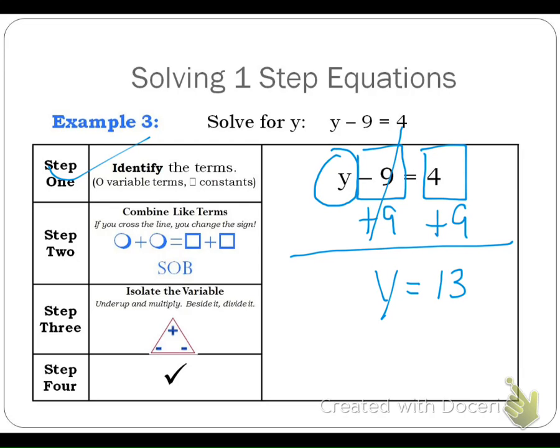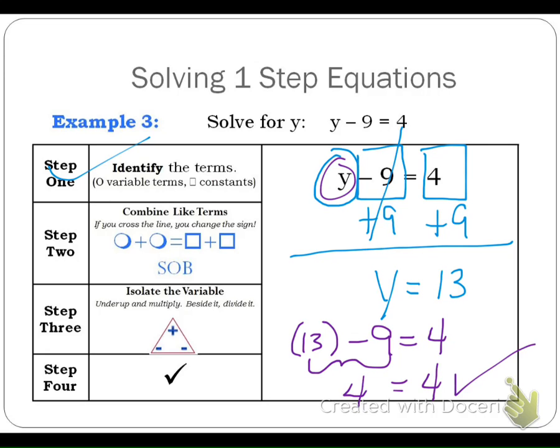Then, did you check your work? Y, but instead of y I made a parentheses, minus 9 is equal to 4. It's the original equation, but instead of writing y, I made a set of parentheses. Then I'm going to plug in the 13 that I got for my solution and simplify the expression. 13 minus 9 is 4. And because 4 is equal to 4, check, I did it right.